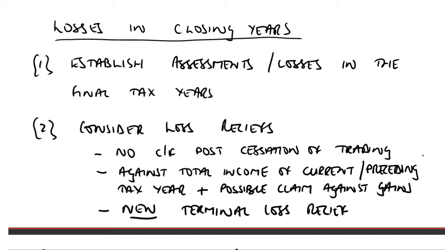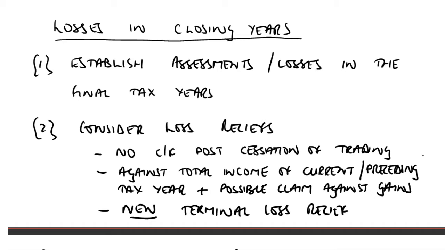There would, however, be your normal possibilities of relieving against total income of the current and/or preceding tax years. And if you've made such a claim for either of those years, then for that particular year, you may consider the possible extension claim against your chargeable gains. So all of those are your normal reliefs available when you sustain a loss in relation to a tax year. But there is then a further and, as we said, specialist terminal loss relief.